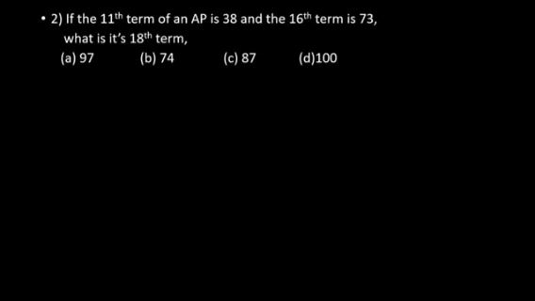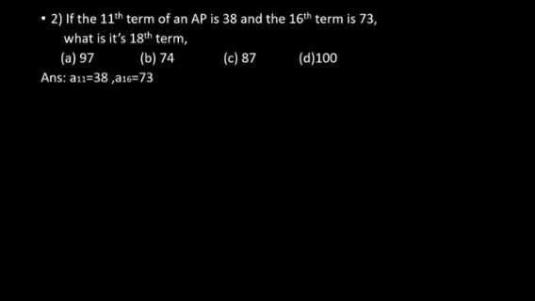Second one: if the 11th term of an AP is 38 and the 16th term is 73, what is its 18th term? Options are 97, 74, 87, 100. Here they gave the 11th term and 16th term. We will write it down now. A11 is equal to 38, A16 is equal to 73. And they said to find out the 18th term. To find the 18th term, we need to find the difference.